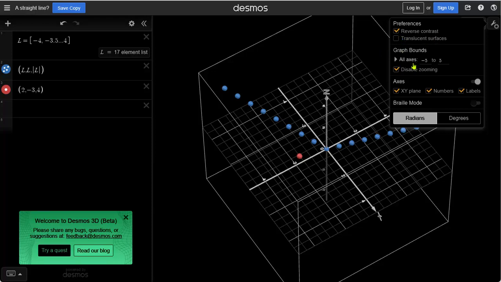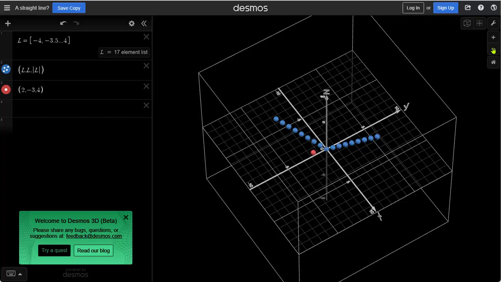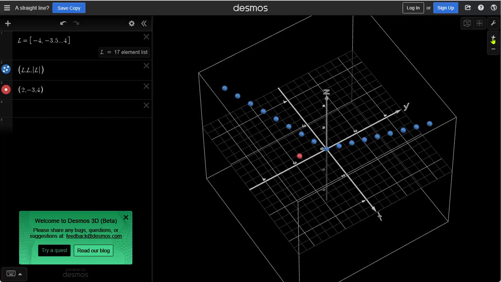By default, the axes are from negative 5 to positive 5 in all directions. If you click on the arrow here, you can change the scaling on each axis. If we disable zooming, the plus and minus buttons appear on the right, and we can zoom in and zoom out. Closing this menu, again here we can zoom out and zoom in.